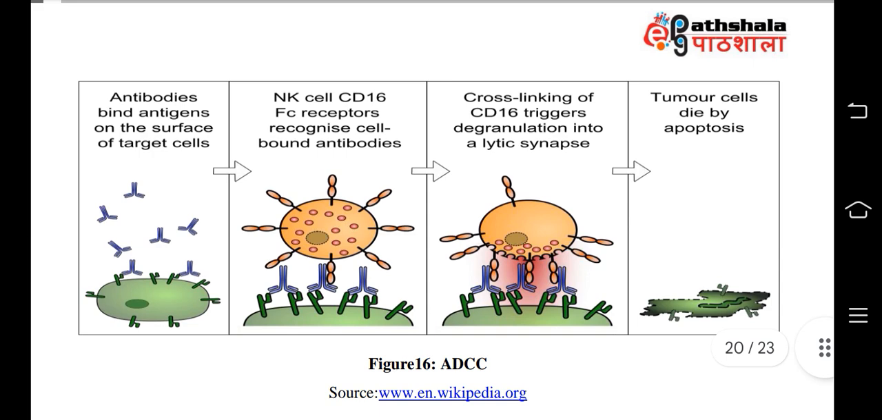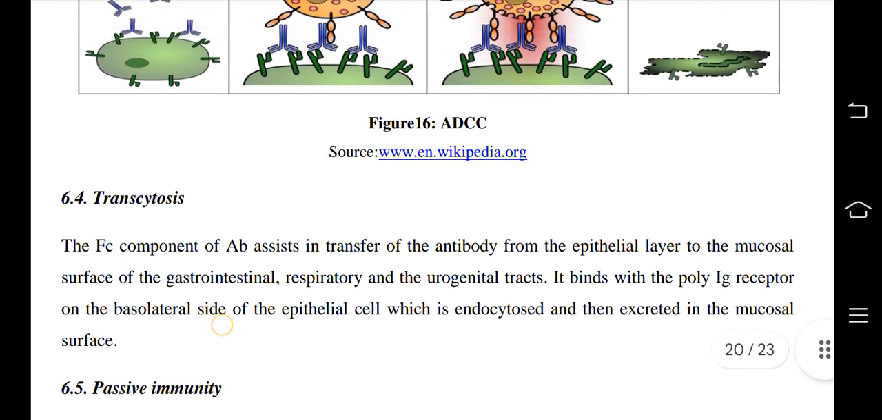Antibodies bind antigens on the surface of target cells. NK cells' CD16 Fc receptors recognize cell-bound antibodies. Cross-linkage of CD16 triggers degranulation into a lytic synapse. Tumor cells die by apoptosis. That is ADCC.